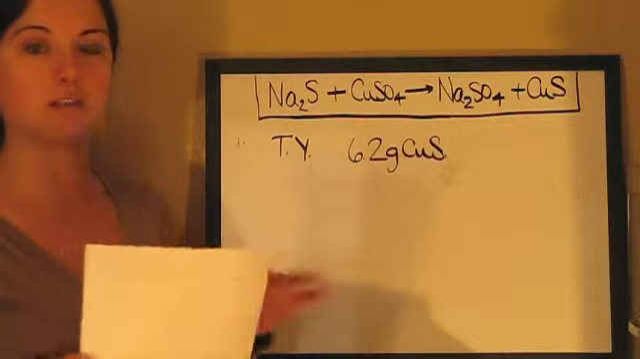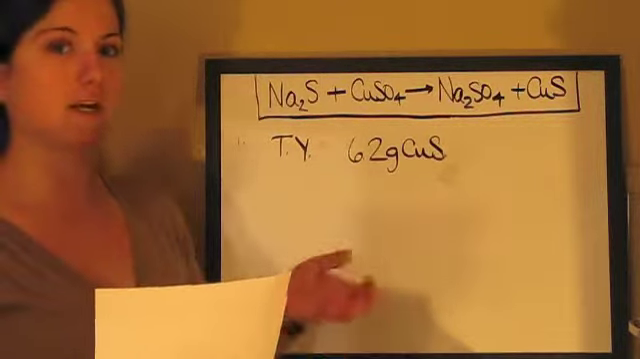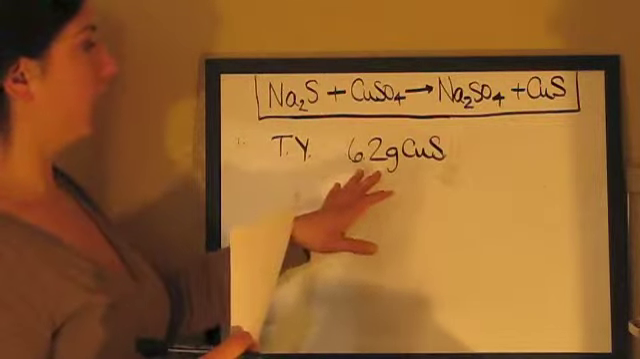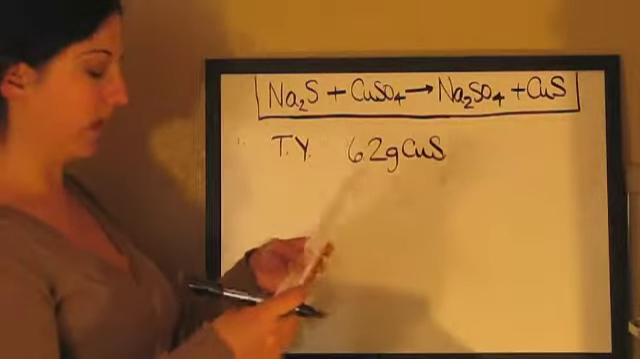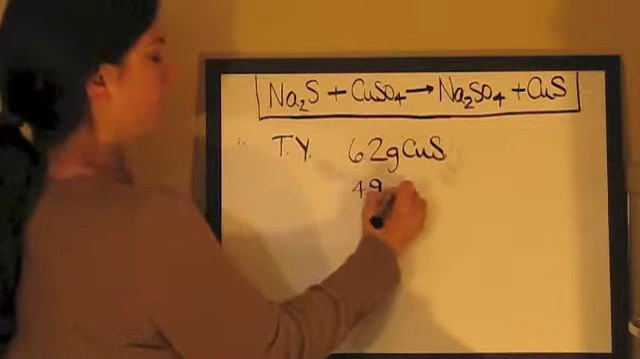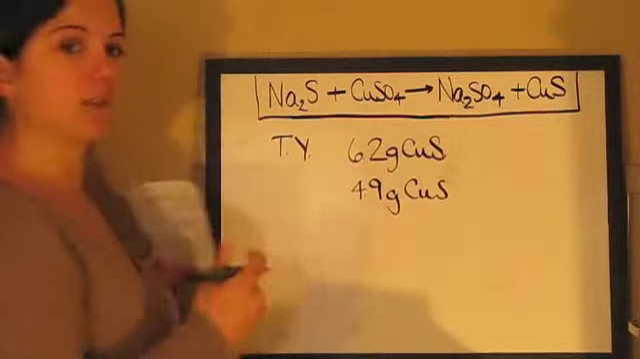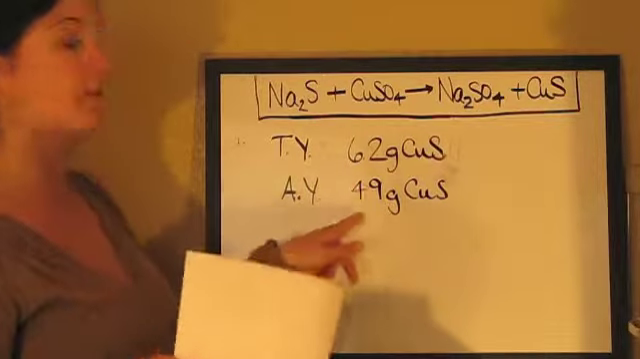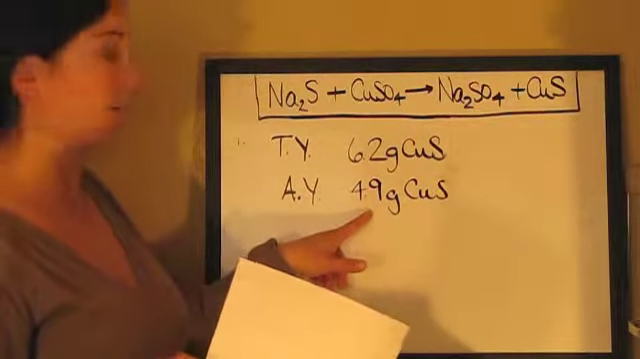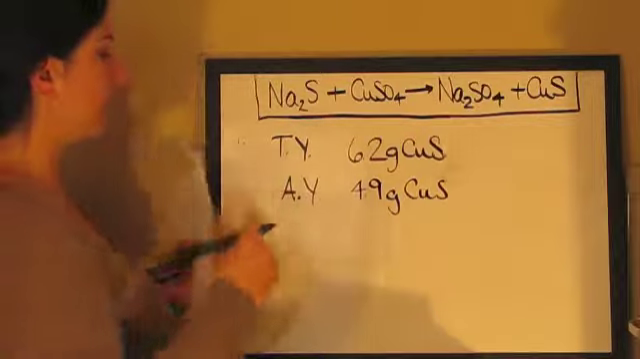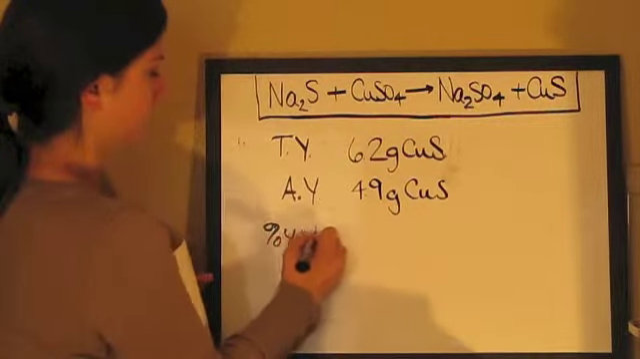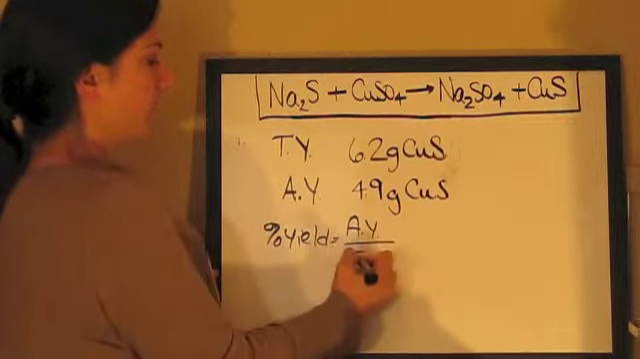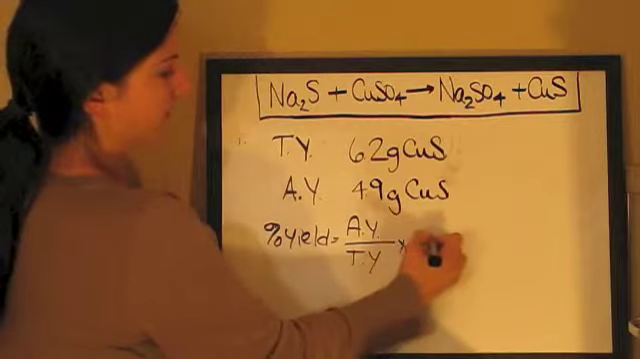So sometimes reactions are not 100%. You don't get 100% yield for all sorts of different reasons. So in this case, we were given that we actually got 4.9 grams of copper sulfide. This is what's called the actual yield. Okay, remember I said life is never perfect. We got less copper sulfide than we would have expected. So we can calculate the percent yield is equal to the actual yield over the theoretical yield times 100%.